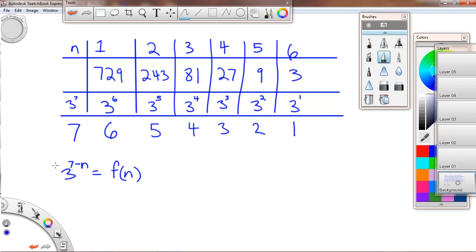Now, the next step, all right, so now we know that this is the expression, and this is going to help us solve this next equation. We want to know at what point in this sequence are we going to run into this number? 1 over 2,187.